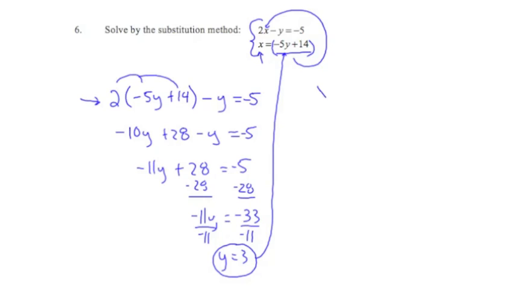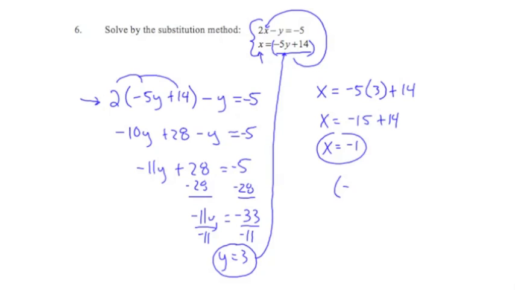So I'll have x is equal to negative 5, and now we're substituting that value of y, which is 3, plus 14. So x equals negative 5 times 3 is negative 15. And then negative 15 plus positive 14 is going to give us negative 1. So now I have my two values, and I want to express these values as an ordered pair. So I would write negative 1, 3 as my solution to this system of equations.